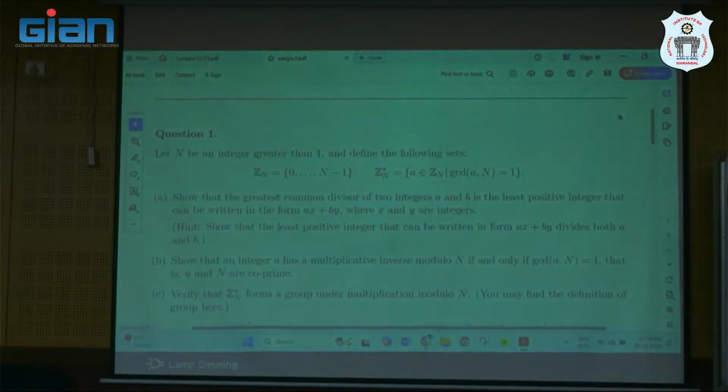Okay. So now let us go to the next one. Show that an integer A has a multiplicative inverse modulo n.